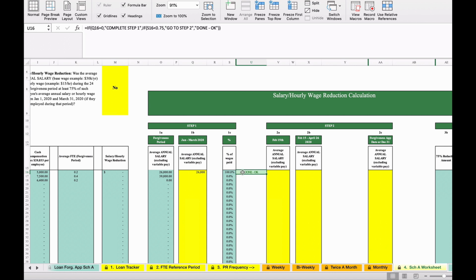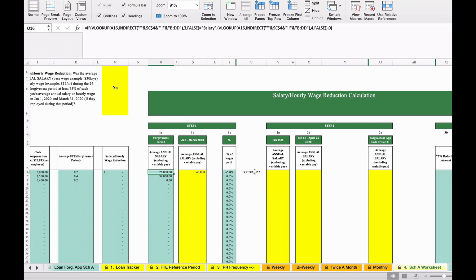Now you're done. And once you get this, you don't have to keep doing any of these over here. There is no salary hourly wage reduction if you get to this where it says done. Now, however, let's say for January through March 2020, that's the time period we're looking at, his salary was $40,000. Uh-oh, well, that's only 65% of what the salary was that we were paying him during the forgiveness period. So we actually did reduce his salary, cut his salary down.